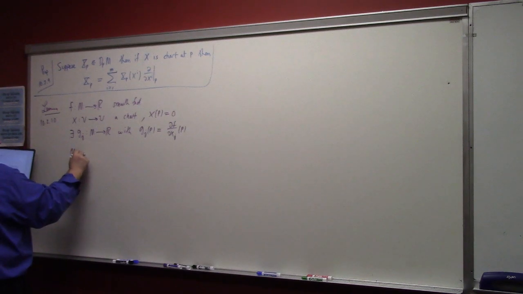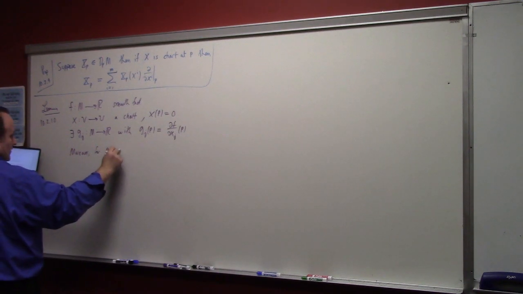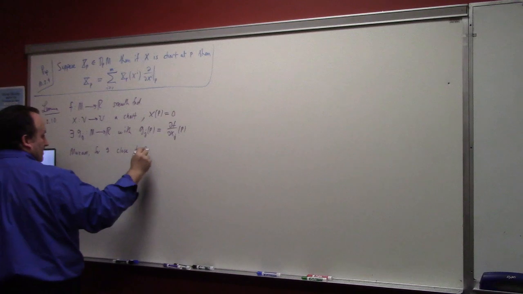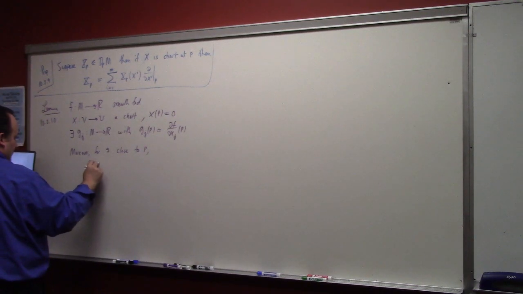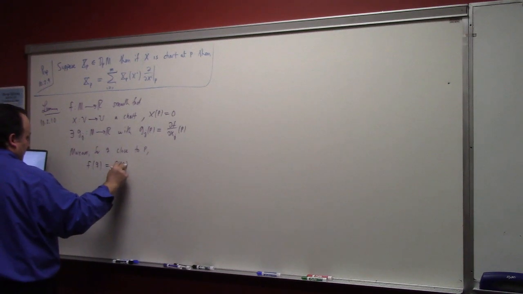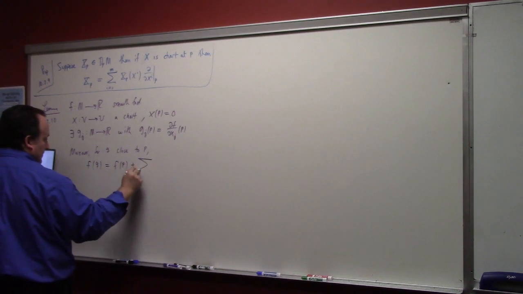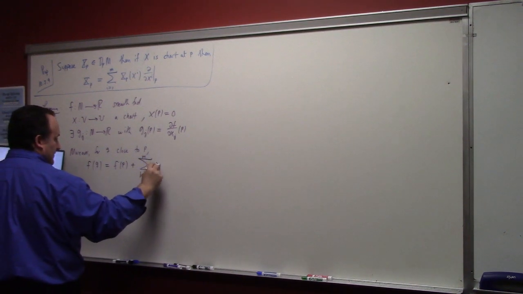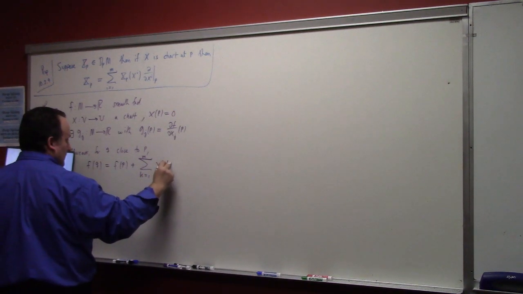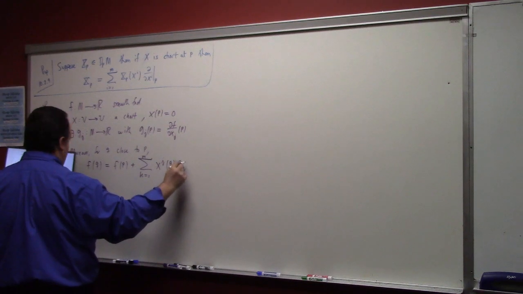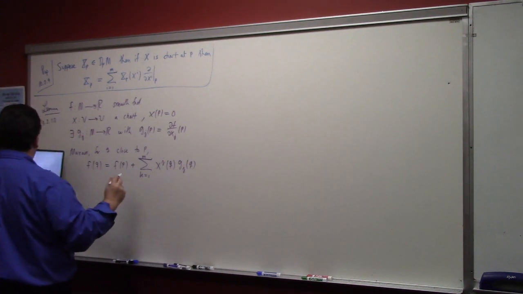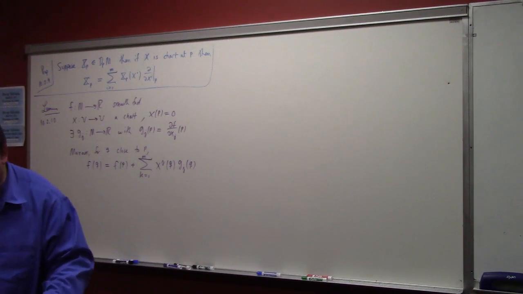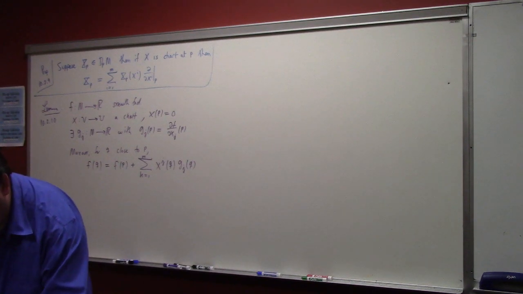Moreover, for q close to p, we have f(q) is equal to f(p) plus the sum, k equals 1 to m, of x^j(q) times g_j(q). So I say this follows from proving a similar identity on R^m and then lifting it to the manifold. I leave this as a non-trivial exercise for the reader.